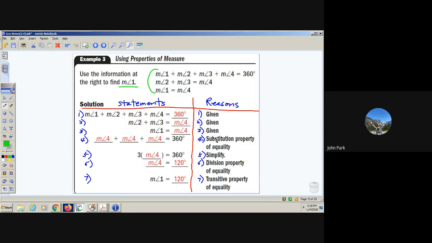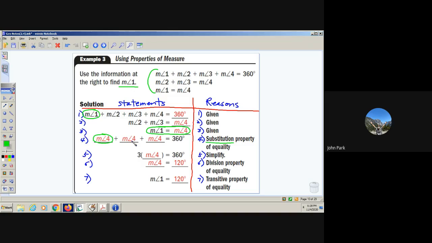So this might look kind of confusing, but what I'm going to do is using this right here, since measurement of angle 1 is equal to measurement of angle 4, I'm going to substitute this with measurement of angle 4. Remember, when two things are the same, you can substitute one for the other. So instead of writing measurement of angle 1, I substitute that with the measurement of angle 4 here.